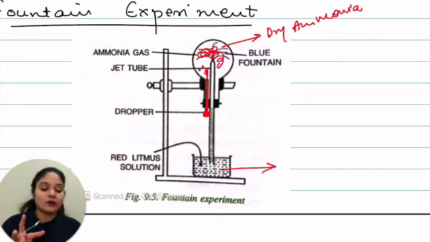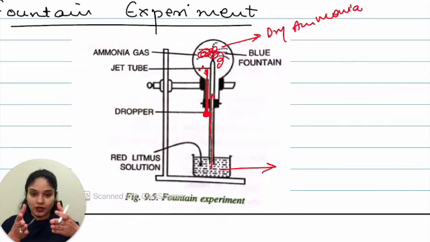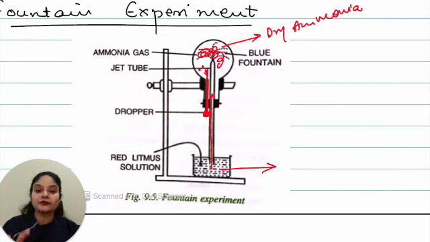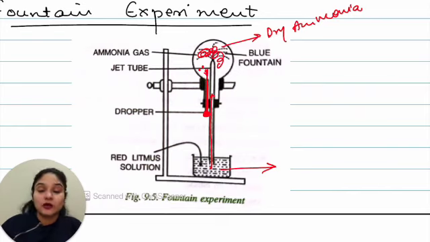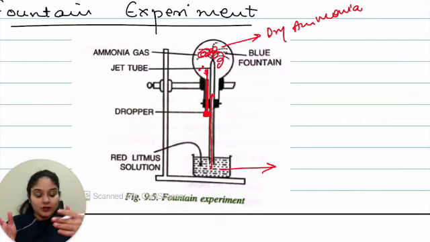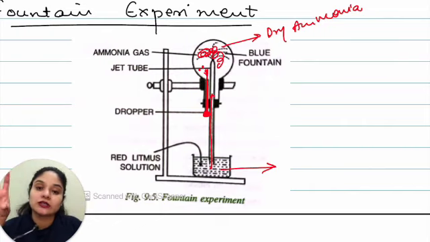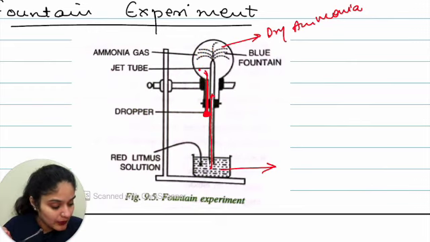To cover up that vacuum, this red litmus solution would suddenly be rushed up to cover up the space. And as soon as the red litmus solution enters, because of the presence of ammonia, it changes to blue, and you see a blue colored fountain. Hence we call this a fountain experiment. So over here you can see a blue fountain.